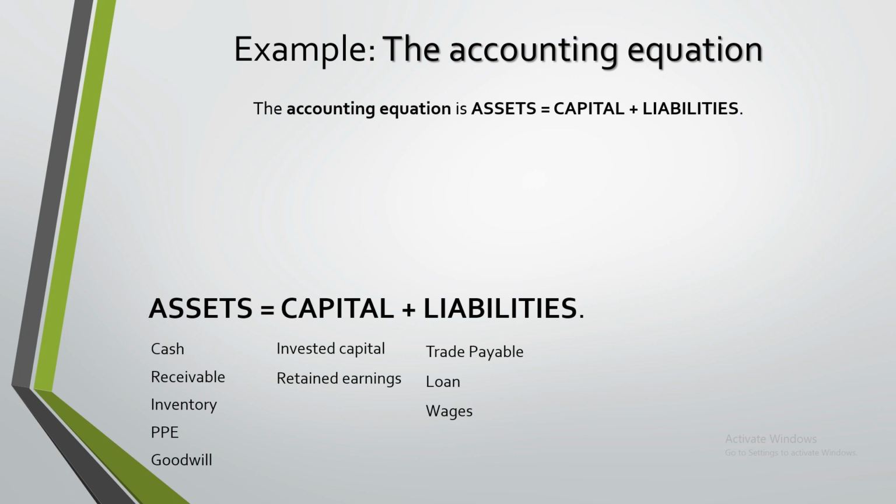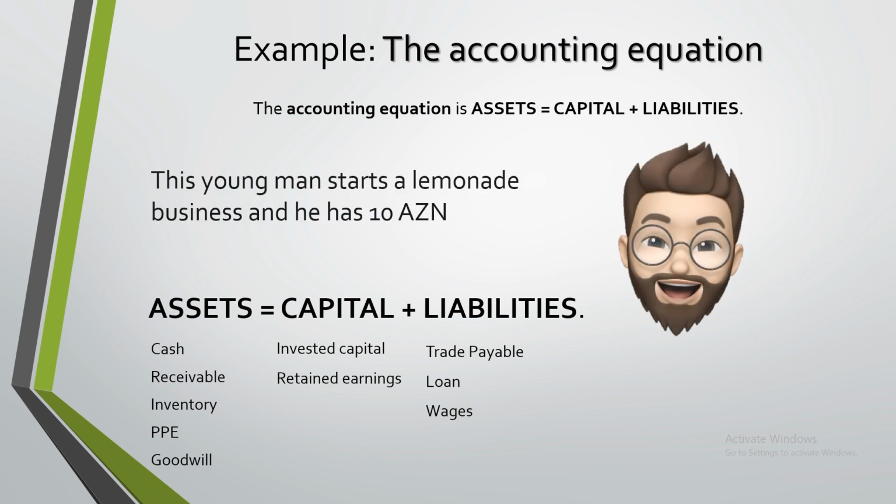Let's see all these in examples. In this example, a young man starts a lemonade business. He has 10 ATM and he invested all of his money in his business. This first transaction will be: debit cash 10 ATM and credit invested capital 10 ATM. Now we have our accounting equation, 10 equals 10. It means that we have 10 ATM on our hands and the source of this 10 ATM is our capital.